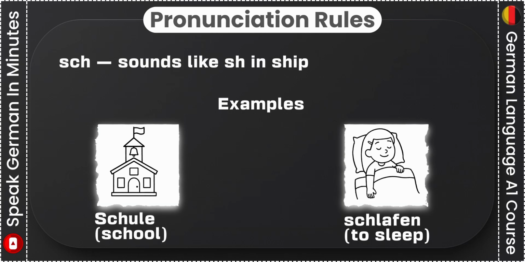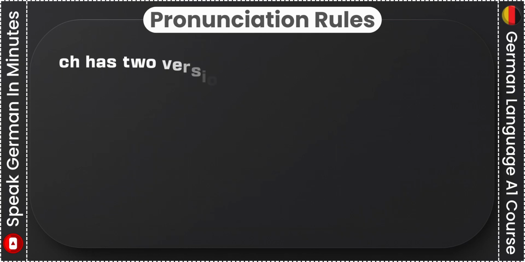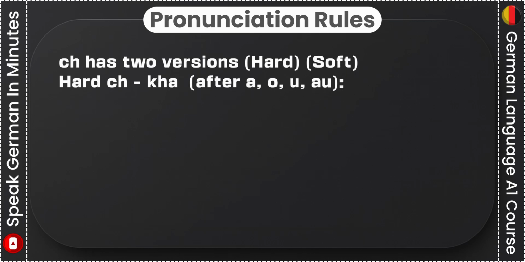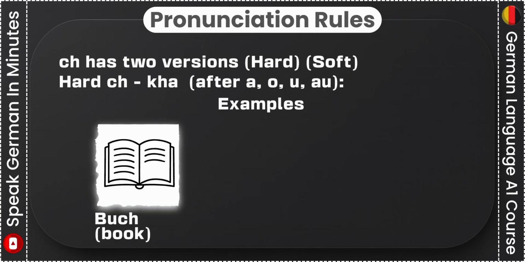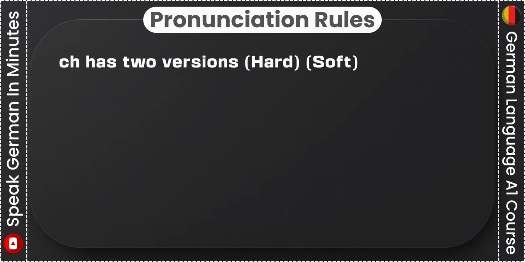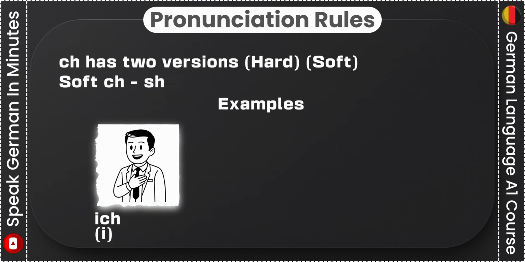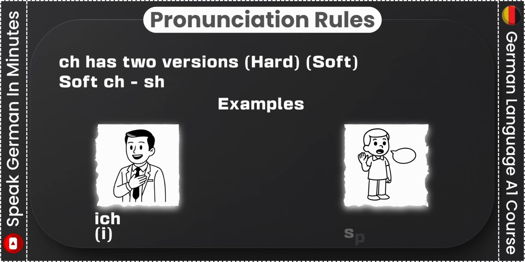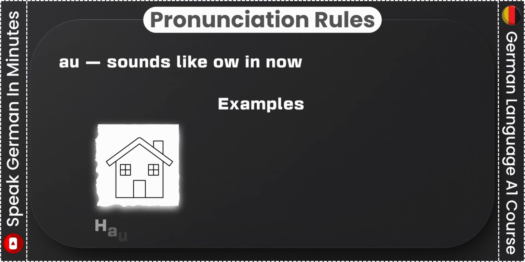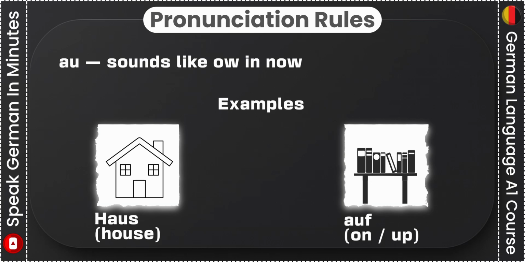CH has two versions, hard and soft. Hard CH, like a K sound, comes after A, O, U. Examples: Buch, auch. Otherwise it is a soft sound. Examples: ich, Ich. AU sounds like ow in now. Examples: Haus, auf.